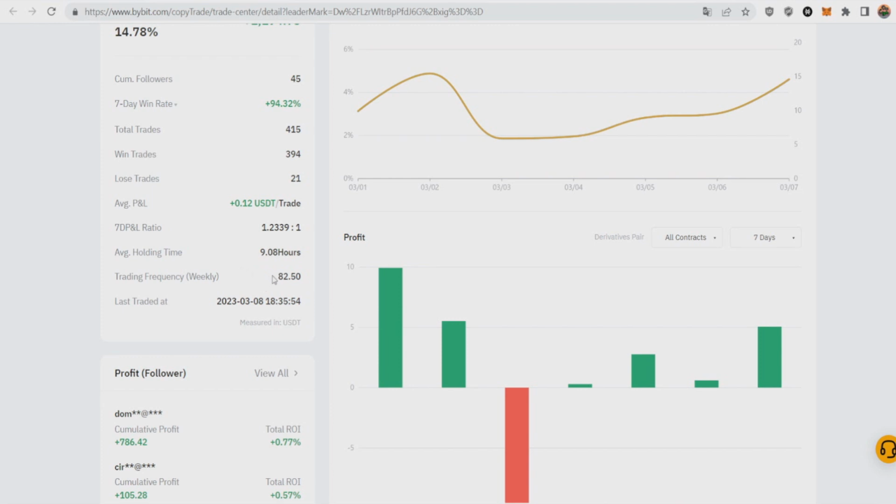And other than that, really important, trading frequently. You don't want people who only trade 10-15 times a week, because they won't make you money. You want people who trade at least like 50-60 times. So 82 is looking really good.